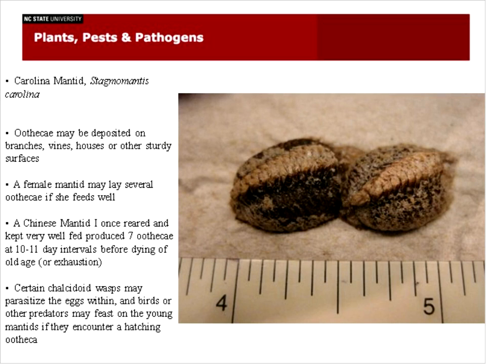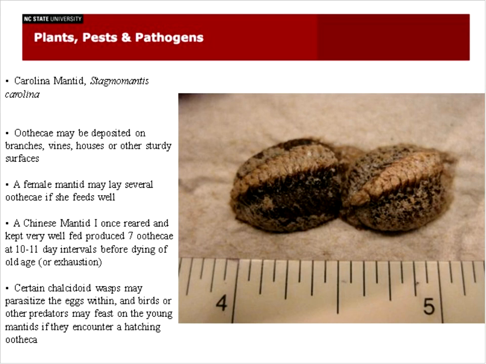When the female deposits them, she may deposit them on natural vegetation like branches or vines, or sometimes on houses or other man-made objects. Female mantids mature in the late summer, and if the weather is good and they're able to get a lot of food, a female may produce several ootheca before cold weather gets her. One time I raised a Chinese mantid and kept her extremely well fed, and at regular 10 or 11 day intervals, almost like clockwork, she would produce another ootheca until she had produced 7 of them.